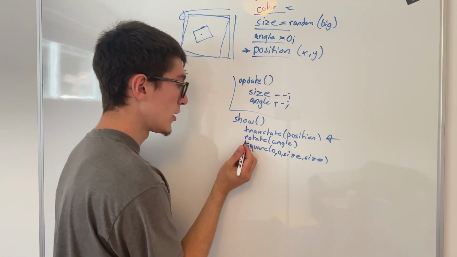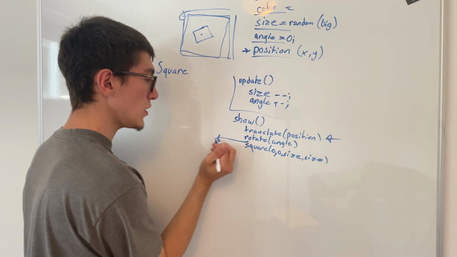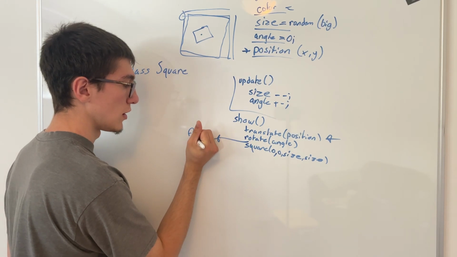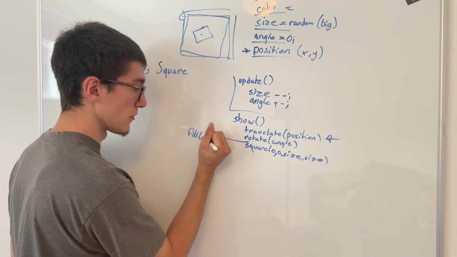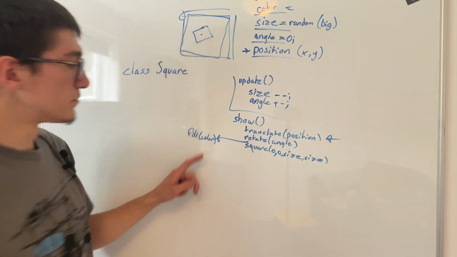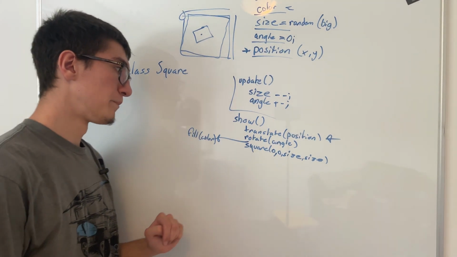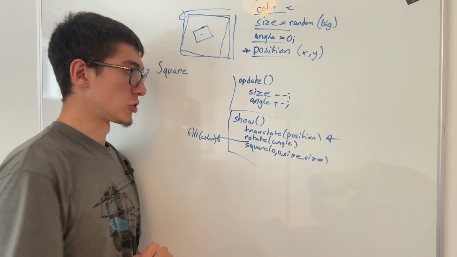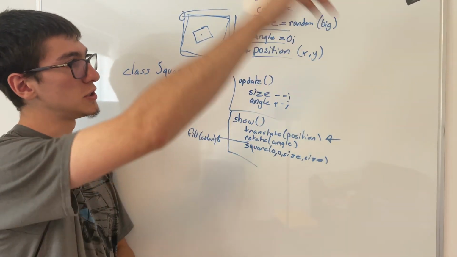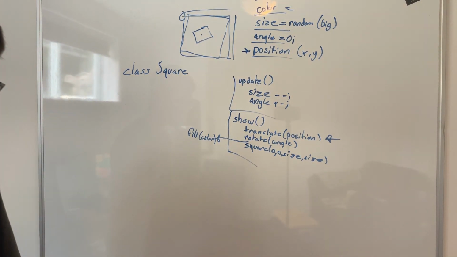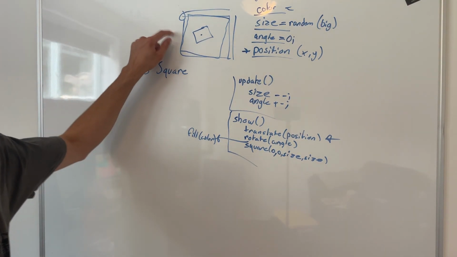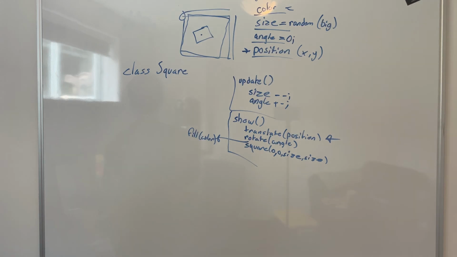So over here, we want to fill the square by the color before drawing the square. And that's pretty much it for the show function. So that's pretty much the whole concept behind one square being drawn. So let's get right into it and implement this.